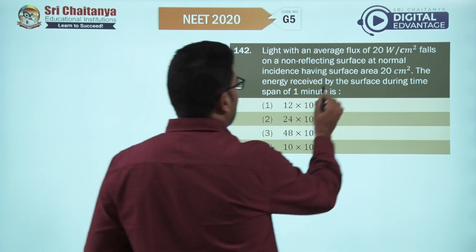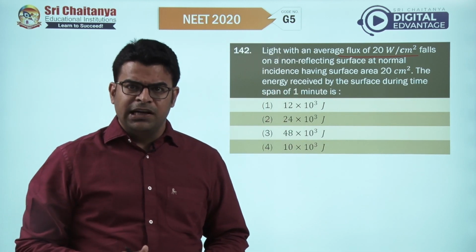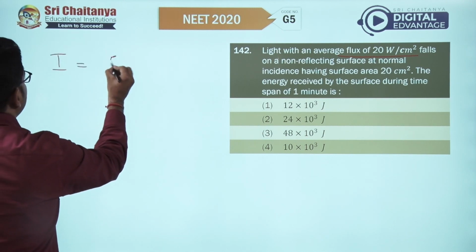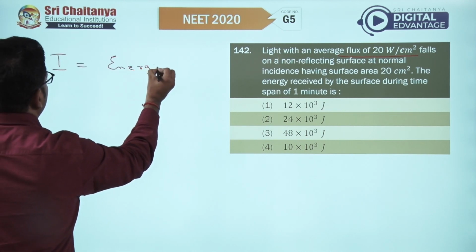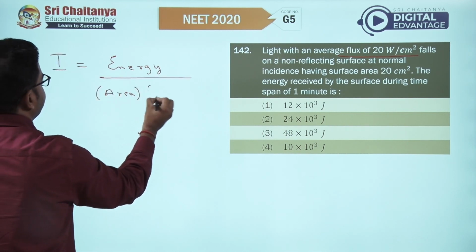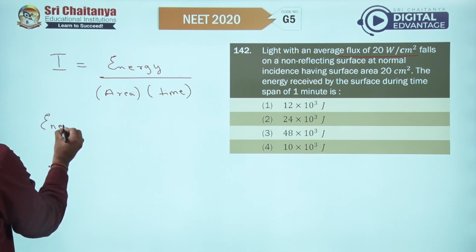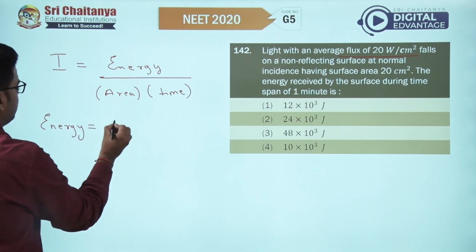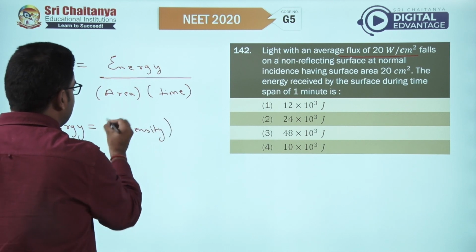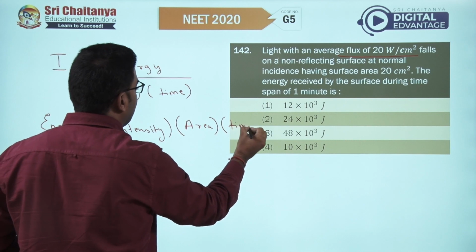Here the quantity, average flux of 20 watt per centimeter square. What is this? This is nothing but the intensity of light, and we know that intensity is nothing but energy incident per unit area per unit time. This is what intensity is, kids. So, the total energy incident will be equal to the intensity of the light source multiplied by the area on which the light falls multiplied by the time for which the light falls.